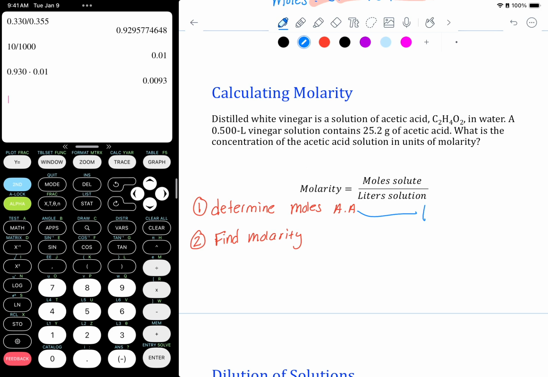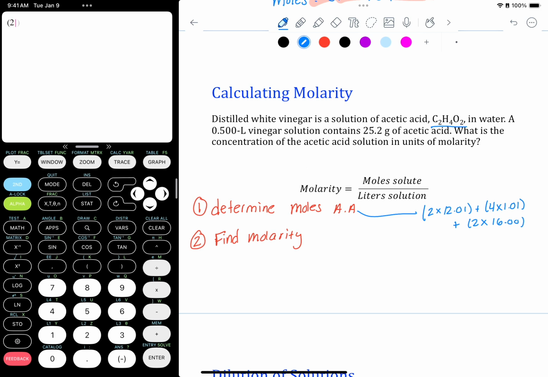So we take our formula of acetic acid, C2H4O2. We do 2 times the mass of carbon plus 4 times the mass of hydrogen plus 2 times the mass of oxygen. So we get parenthesis 2 times 12.01 plus 2 times 1.01 plus 2 times 16.00. Okay, and we get a molar mass.